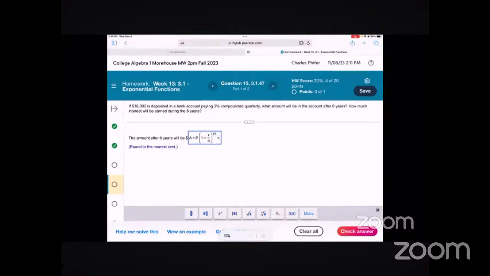So we're starting with 18,000. So 18,123 times 1 plus our rate is 3%. So we have to put 0.03 divided by, if it's compounded quarterly, then our N is 4. Then we say to the power of N, which is 4, times our T, which is 6 years. This is what we're putting into our calculator.